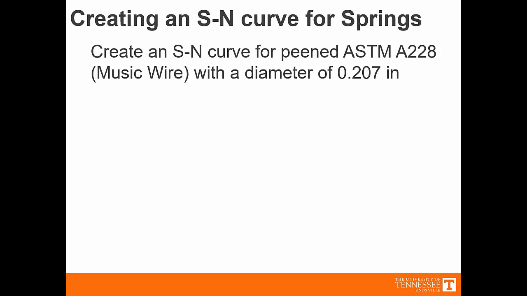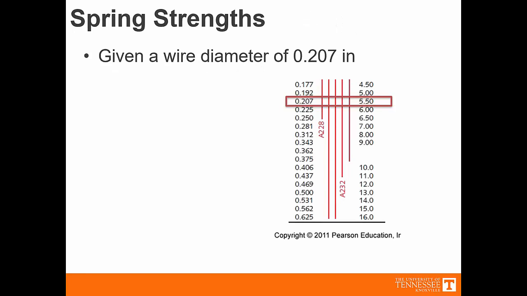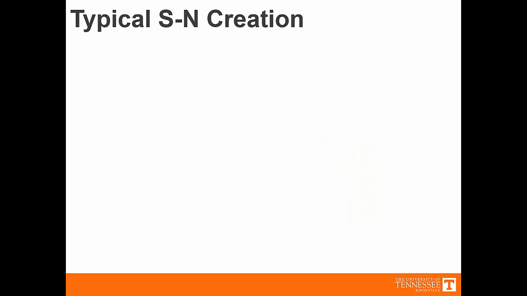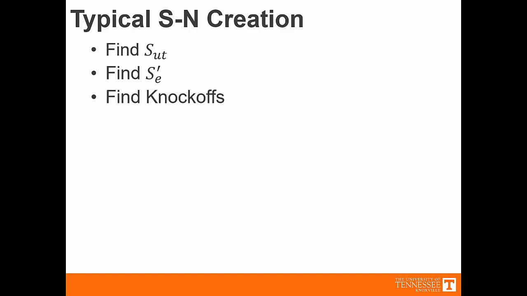So we're going to go to the table and make sure that 0.207 is something that A228 comes in, and it does. That is a default material for A228. So that checks out. Now typically when we create an SN curve, what we do is first find the ultimate strength, then find an uncorrected endurance strength, and calculate knockdowns that are specific for our problem. That gives us a corrected endurance strength.